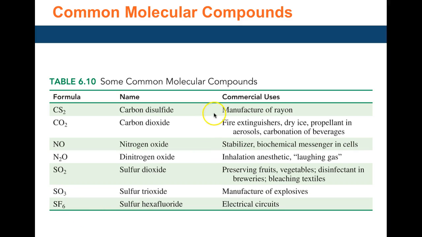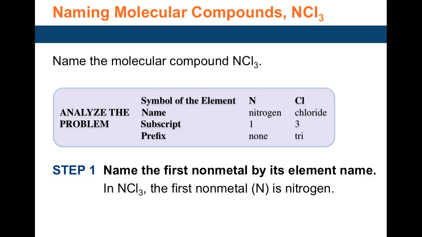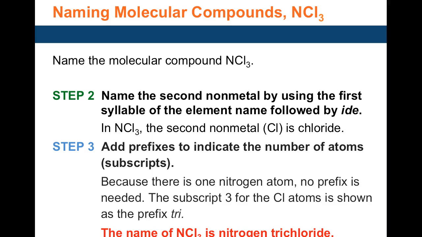Okay, and a lot of them have got commercial uses, as you can see here. So how do you name these molecular compounds? Start with the first non-metal, name it by its elemental name. The second non-metal ends in "ide," and then add prefixes to indicate how many of each type is present. Okay. So NCl3, nitrogen, and then tri, this is chlorine, so it would be chloride, trichloride. Okay, so nitrogen trichloride.